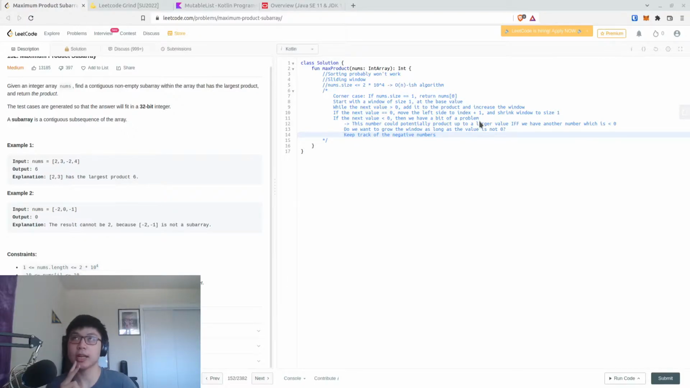And if we have two negative numbers, then it's good. If we have one negative number, then it's bad. Or if we have an odd number, then it's bad. If we have an even number, then it's good. Maybe we just record the maximum.